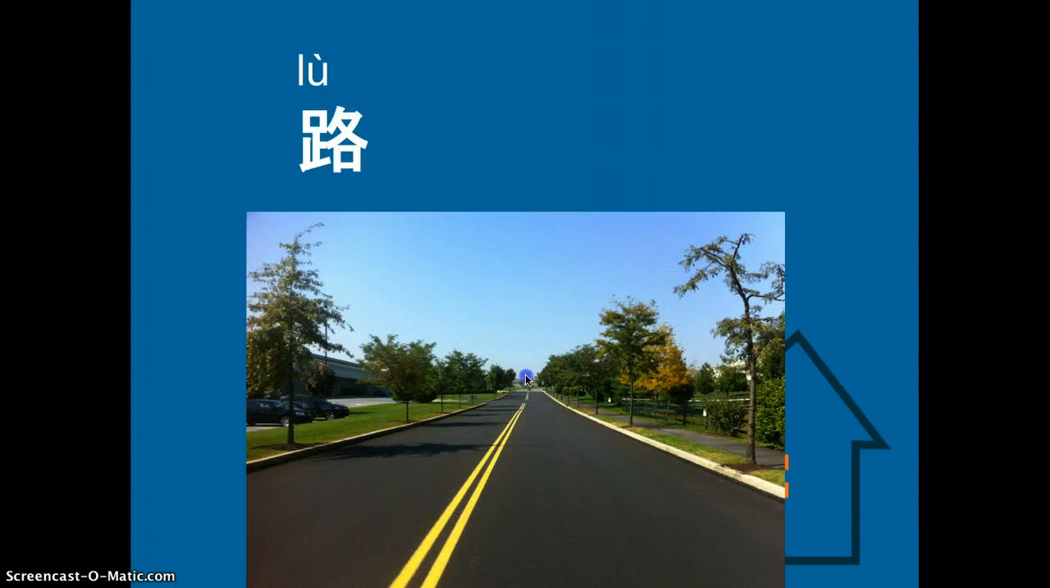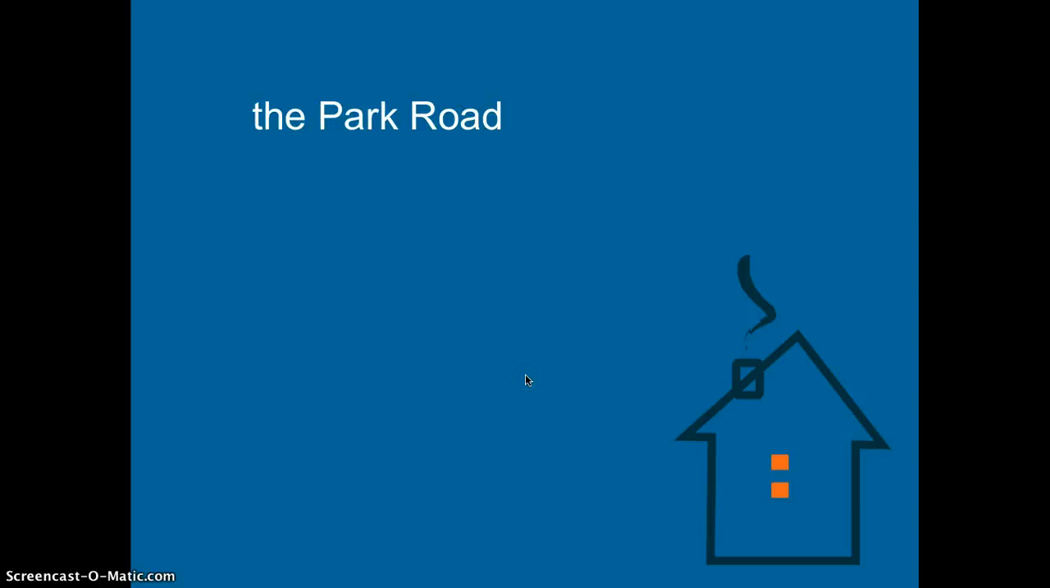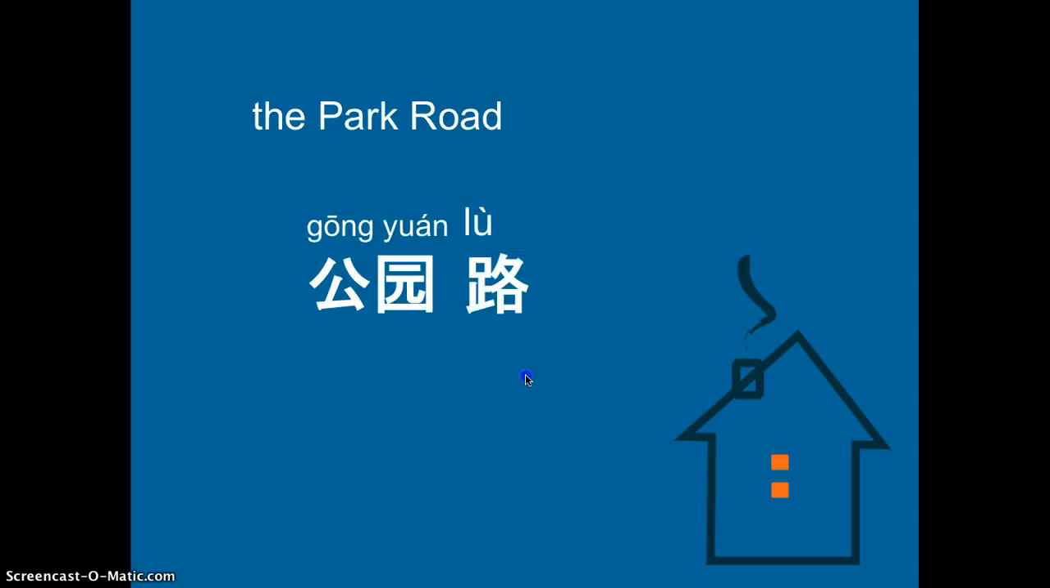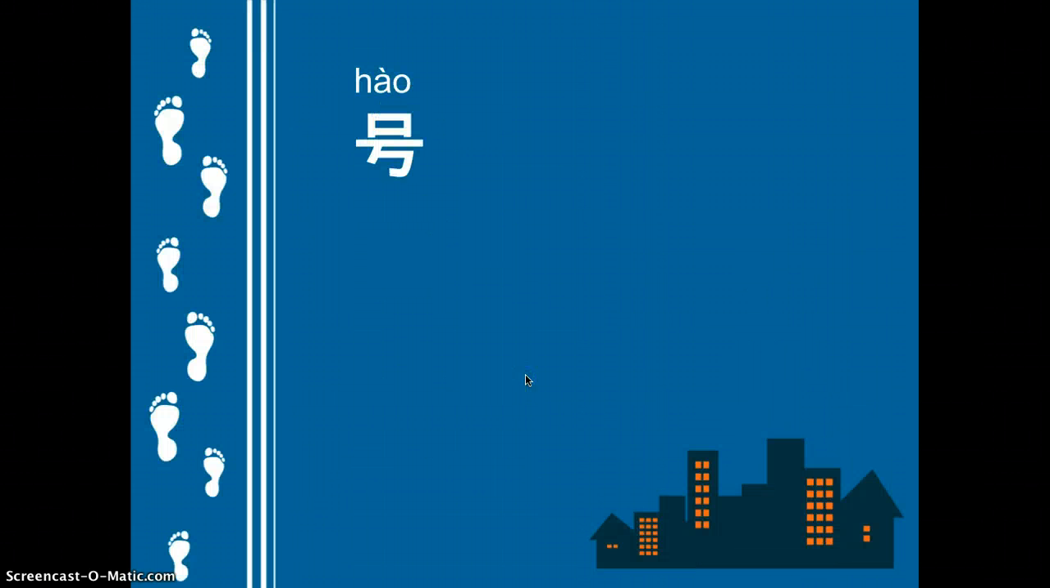And also 路. Like if we do Park Road, that will be 公园路, right? 公园路. So how to say live on Park Road? That would be 住在公园路. Like Teacher Wang lives on Park Road. That would be 王老师住在公园路.